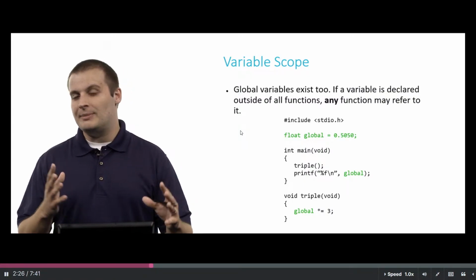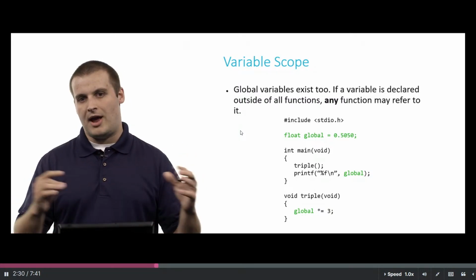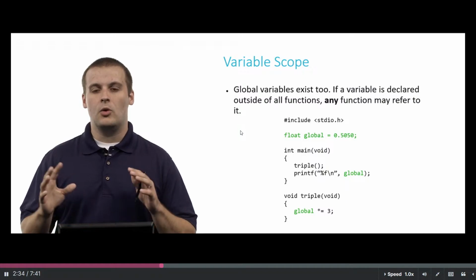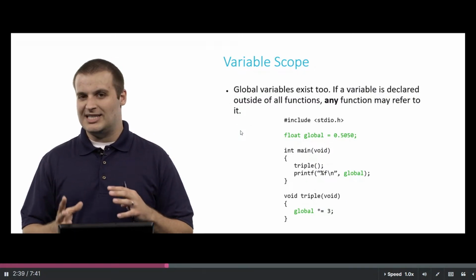So you got to be careful when you're working with global variables. While they're very flexible in being able to pass information around so that every function can use it, it also can have some dangerous consequences if one function changes the value of a variable before you expect it to be changed.